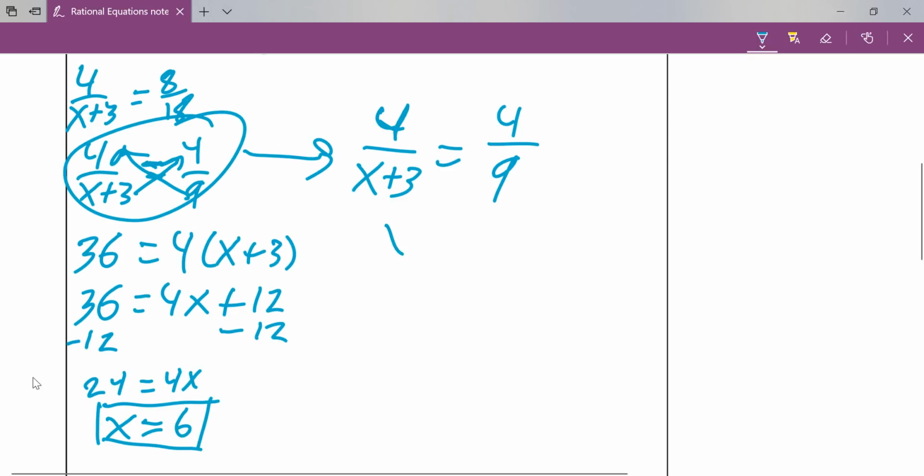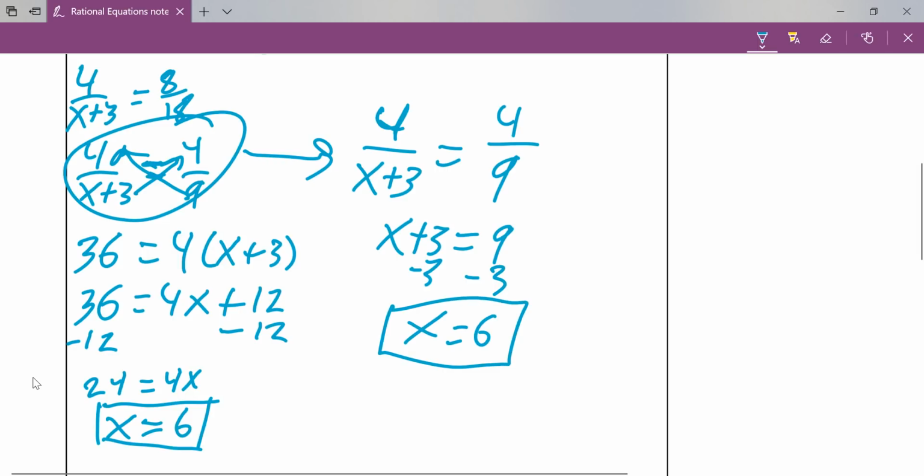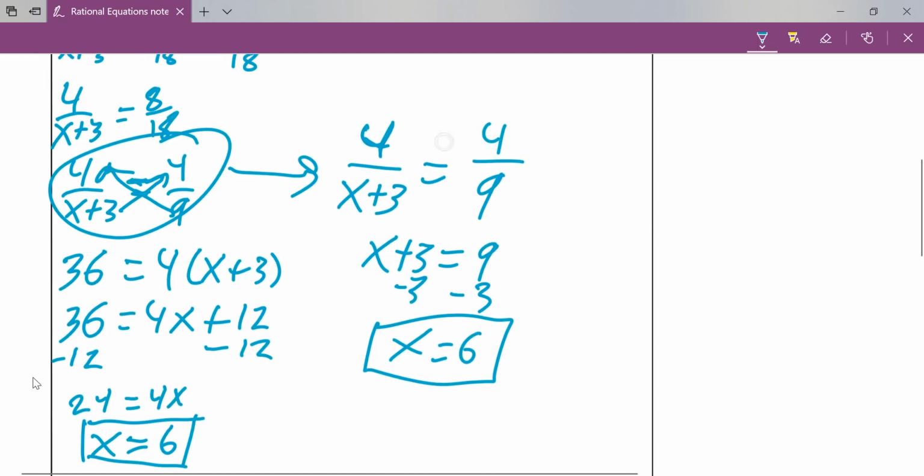So another way you could have done it is said, well, I know from here that really x plus 3 has to be equal to 9, because 4 divided by x plus 3 is the same as 4 divided by 9. And then you could subtract 3 from both sides and get x equals 6. So that's another way that you could think about it, but this only works because the 4 is the same on top on both of these. This wouldn't work if you had like 5 or 6 or something here. It only works because you have the same thing divided by what you have as your x.